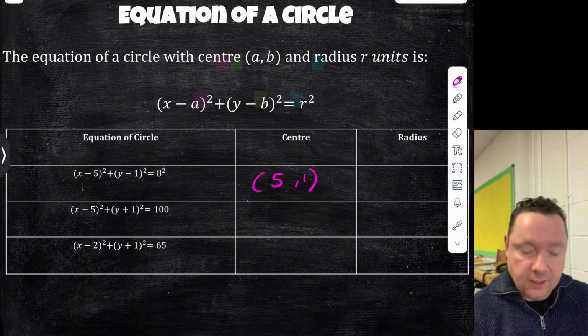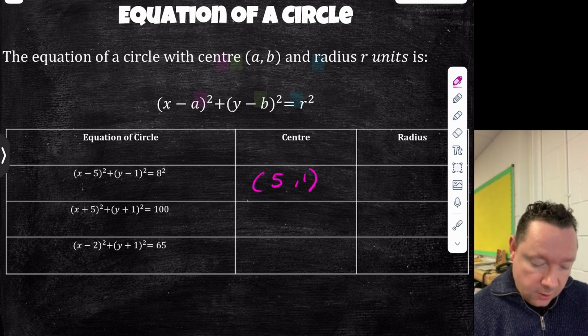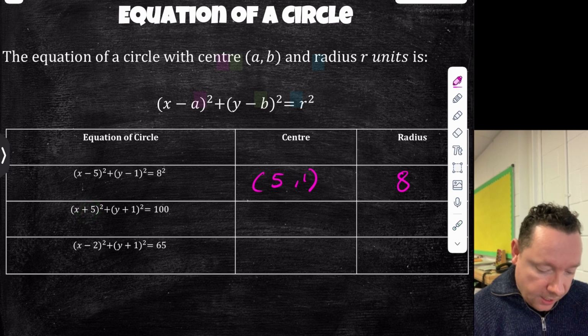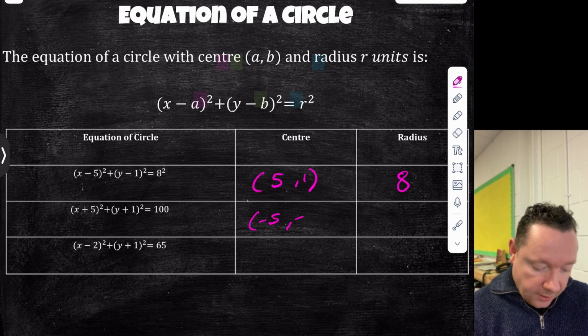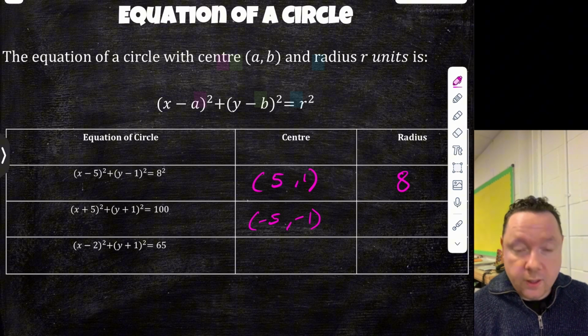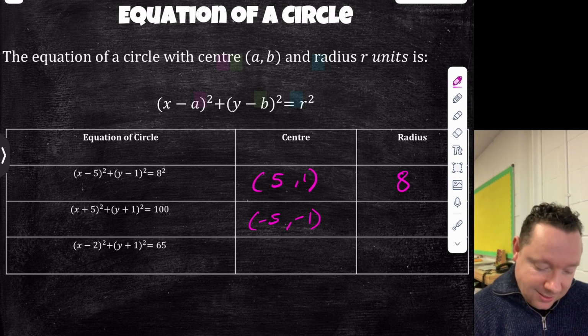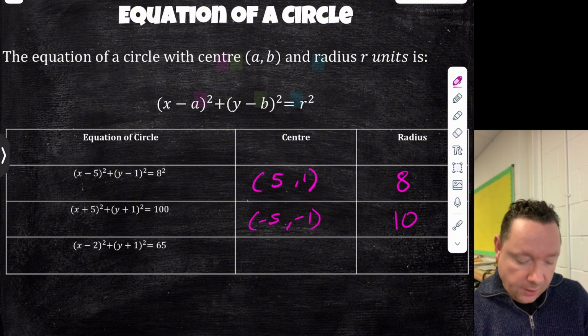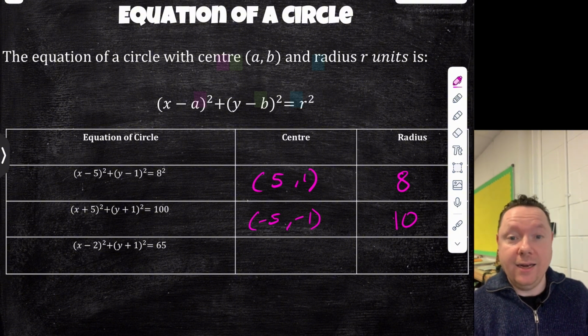And the radius is 8 squared. R squared is 8 squared, so r is just 8. Let's look at the other one down below. x plus 5, but it's x minus a, so that first number must be minus 5 for the centre, because minus is a plus. And y plus 1, so it must be minus 1, because minus 1 is plus 1, and r squared is 100, so the square root of 100 is 10. So we get minus 5, minus 1 for the centre, and 10 for our radius.